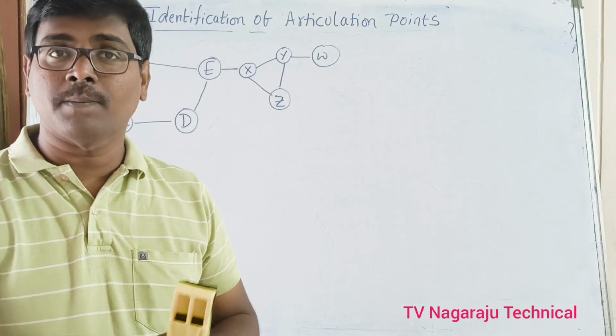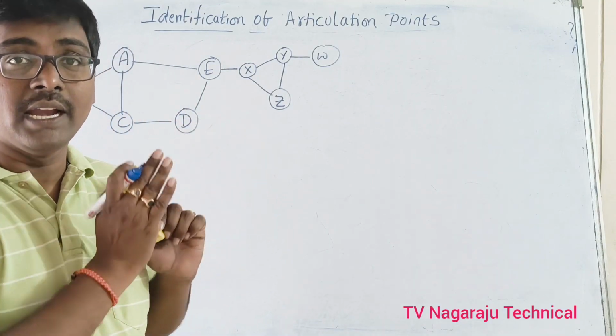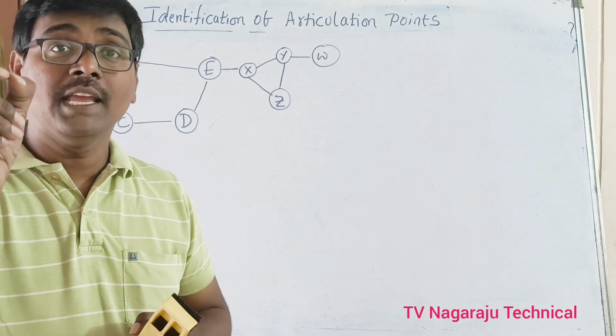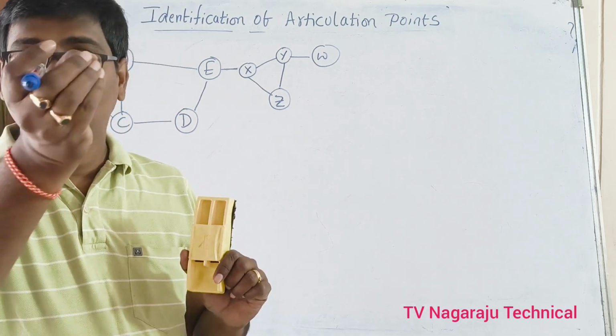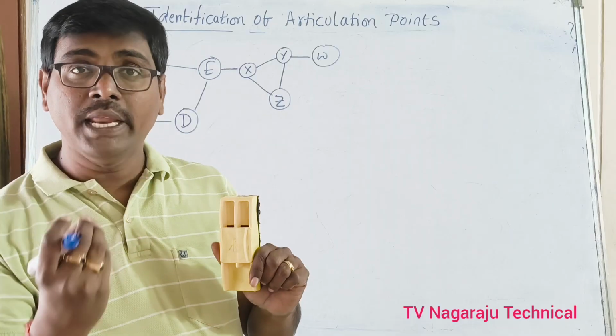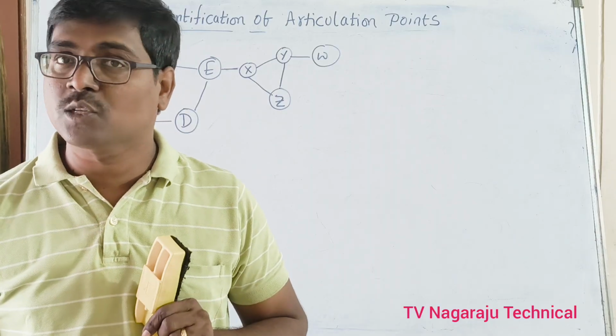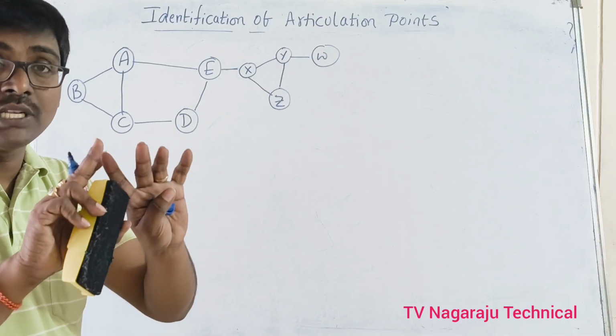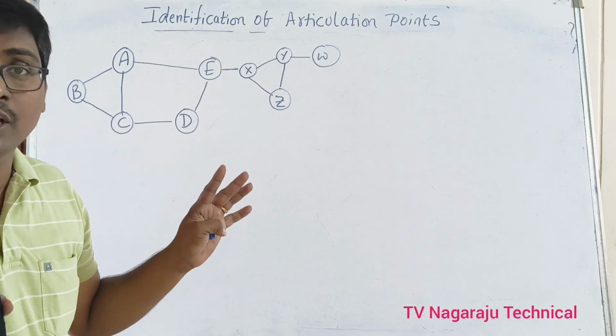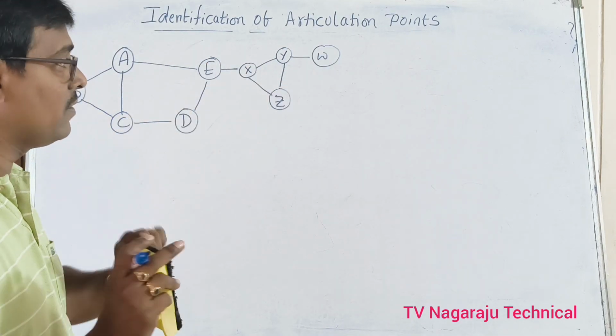What is the first step? The first step is to construct a DFS tree. You know the DFS traversal. You can start from any one vertex, and based on that vertex, you can move to any one of the children, their children, and so on. That means the DFS tree is not the same for all. It may change according to the order of traversal.